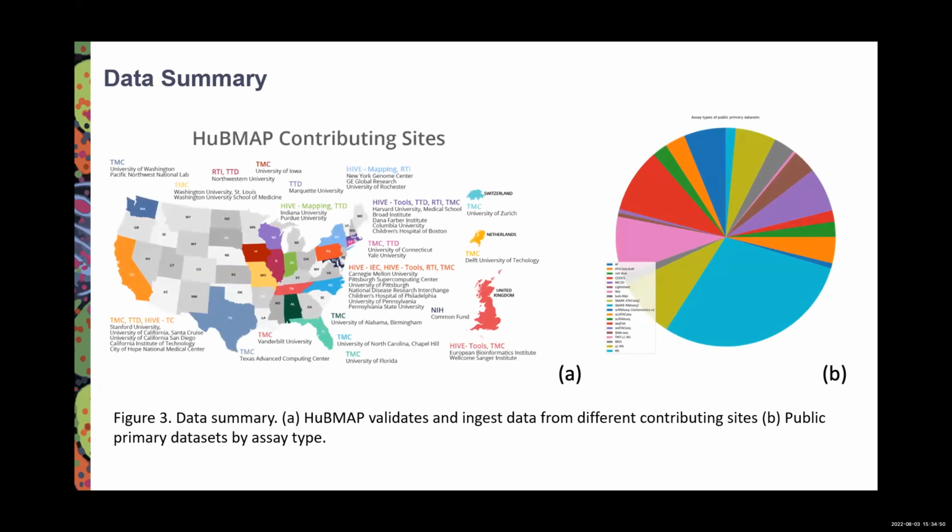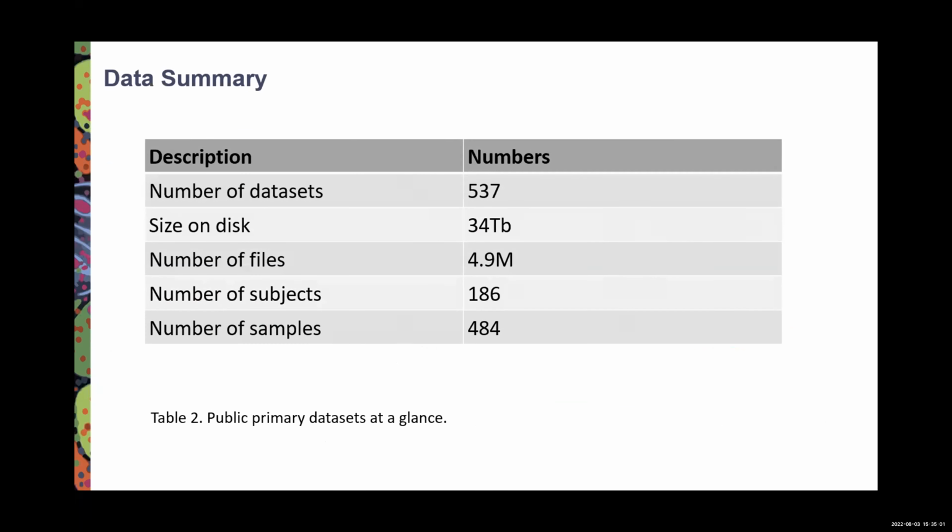Here is the data summary. This shows the contributing sites across the states and the different data sets by assay type. Here is the summary of the new data sets that were saved for the project. We received about 537 data sets, and they were 4.9 million files.